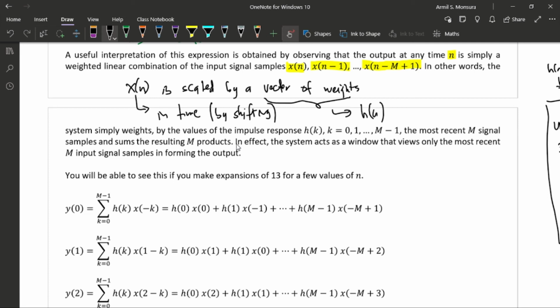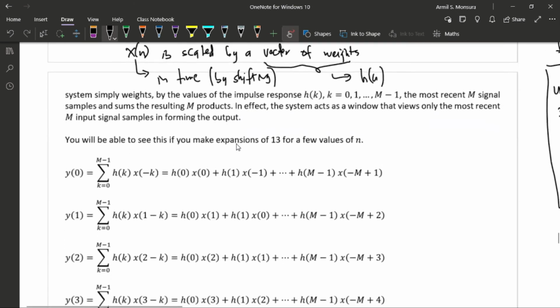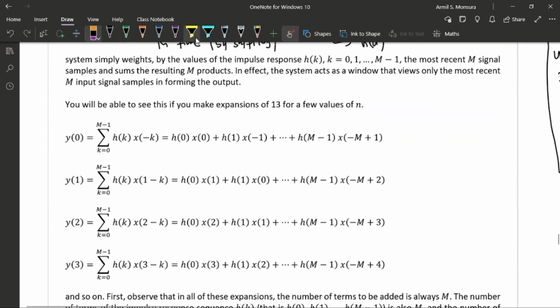So yun nga, if you actually attempt to expand the convolution formula for a certain amount of shift, for n equals 0, n equals 1, n equals 2, n equals 3, you would be able to generate this. Yan yung tinatawag yung weighted linear combination. Okay, that is what we call the weighted linear combination.